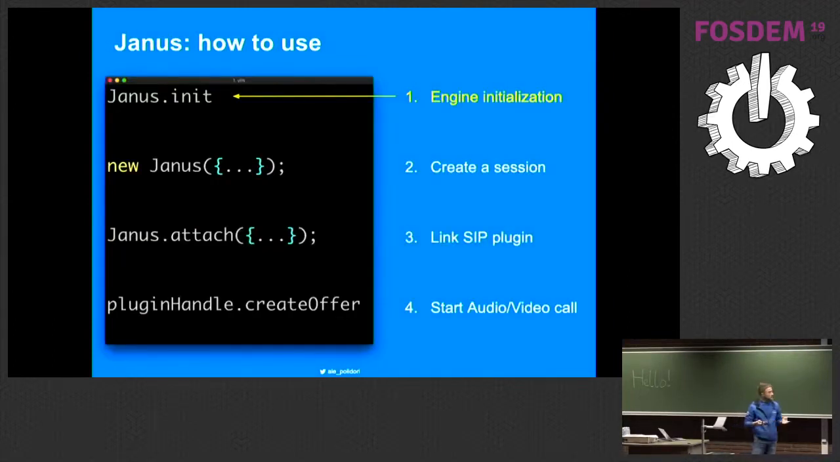Okay, now we are going to see how to implement a SIP phone using Janus. Also in this case, four steps are needed. The initialization of the engine. Now the JavaScript global object is called Janus. We create a session, attach a SIP plugin. Only the SIP plugin is used, but other plugins exist. And at the end, we can make a new call, creating a new offer.